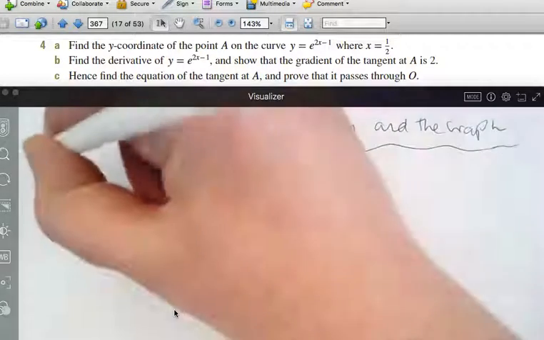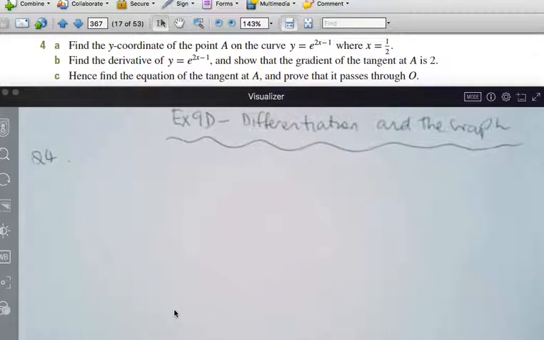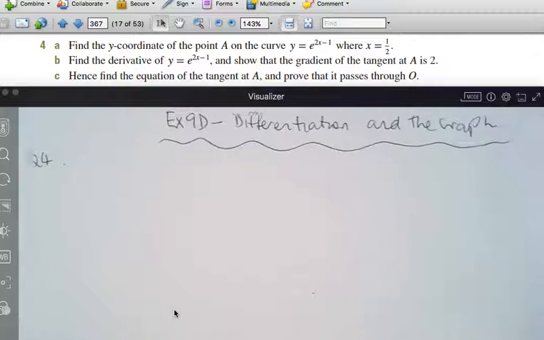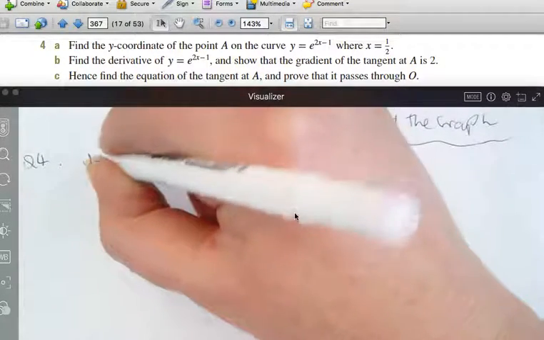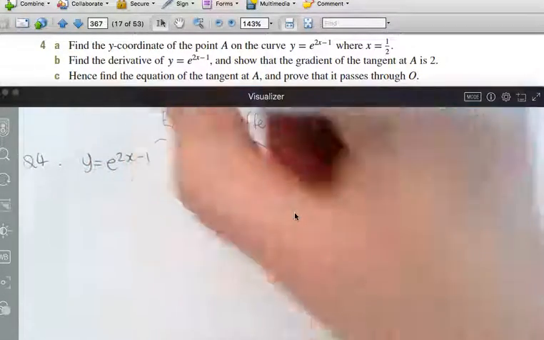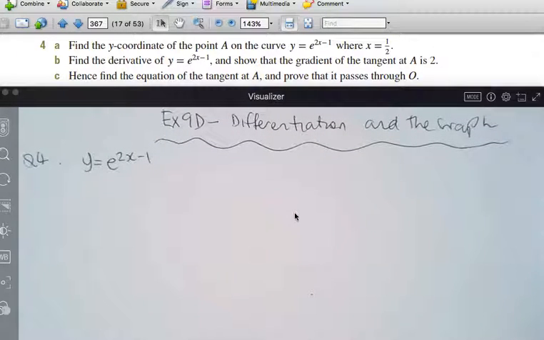So let's look at this first question, question 4. Now, sometimes they give you the coordinate on the curve. So point A is on that curve, and they're just giving you the x coordinate. So they're just asking for the y coordinate first. Do you know what you would do? So this is my curve, y equals e to the power of 2x minus 1. It's just saying find the y coordinate of point A on that curve, and you know that x is a half. So what do I do?